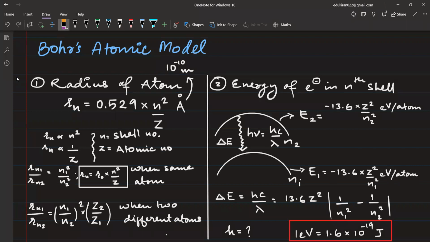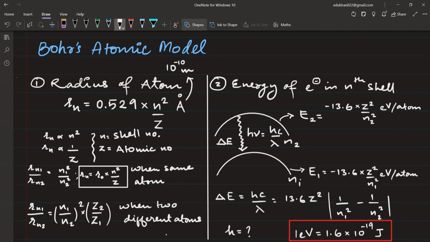So if I have first shell, that will be smaller. So it is directly proportional to the n square. Okay. So if n is greater, r will also be greater. And it is inversely proportional to the atomic number. Atomic number basically tells you about the number of proton. If number of proton is more, then it is going to attract and it is going to shrink the radius. Okay. So if this is more, then what is going to happen? The radius is going to shrink. That means it is going to be smaller. So it is inversely proportional to Z.